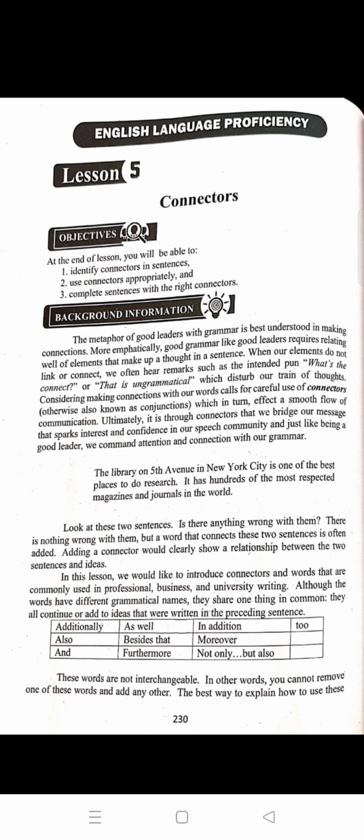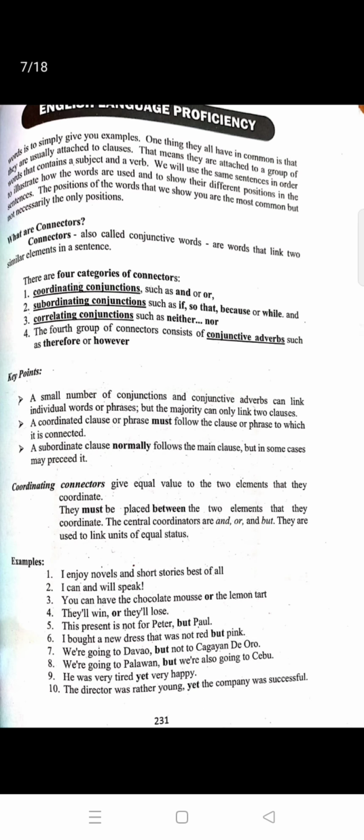I am going to introduce to you connectors that are commonly used in professional, business, and university writing. Although the words have different grammatical names, they share one thing in common. They all continue or add ideas, and these words are not interchangeable. In other words, you cannot remove one of these words and add any other. The best way to explain these words is to simply give you examples.